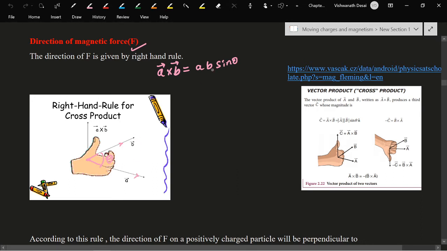Then what is the direction of A cross B? The direction of A cross B is found by curling the fingers of your right hand from A towards B. The vector A is somewhere here, and you curl your fingers, starting from here and going towards B. If you curl your fingers like this, the thumb, if you stretch it, always points in this direction, and that is the direction of A cross B.